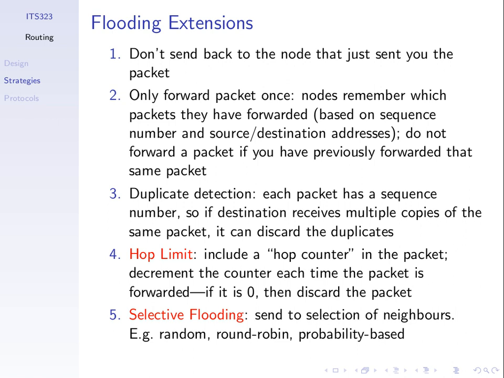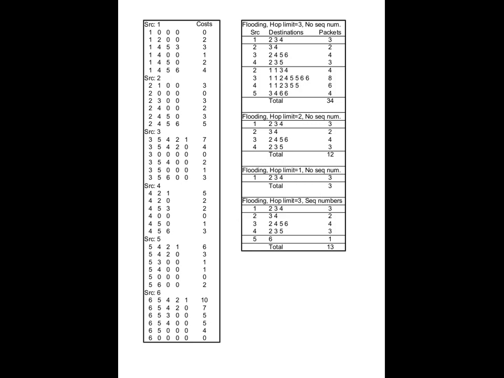And on the handout that you have, I have one last example with that. So the top here is with a hop limit of 3, then a hop limit of 2, then a hop limit of 1 with no sequence numbers. If we introduced a sequence number such that if we've already sent this packet, don't send it again, with a hop limit of 3, there's only 13 transmissions needed. Much better than 34. And node 6 still receives copies of the packet. So sequence numbers are typically used in flooding.